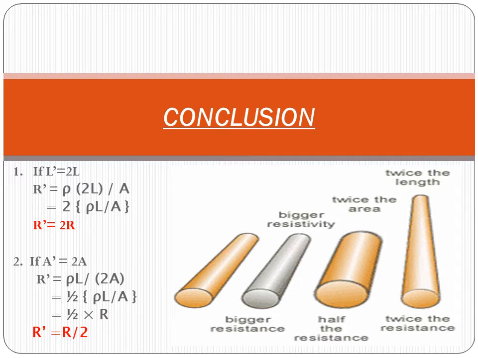Now what will happen when we increase the area by twice? That means our change in area A' is equal to 2A. We put this value in our original equation and we get the change in resistance, that is R' equals half of the original resistance. That means whenever we increase the area of cross section or the thickness of the wire by twice, its resistance will become half of the original resistance.